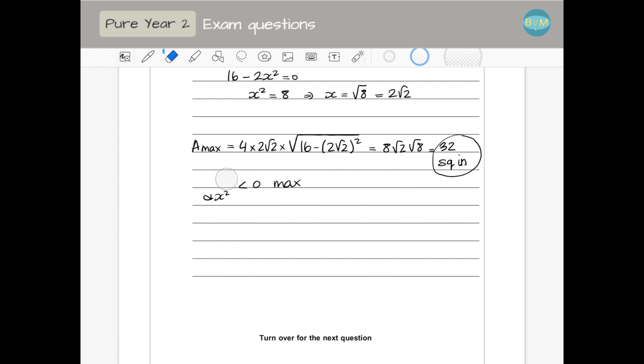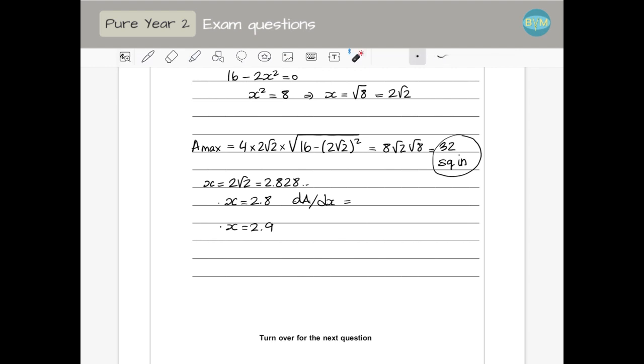So our x is 2 root 2, which is 2.828, something like this. So we can try a point to the left, for example 2.8, and a point to the right, x equals 2.9. And we are going to check the derivative. The derivative is giving me the gradient of the tangent.